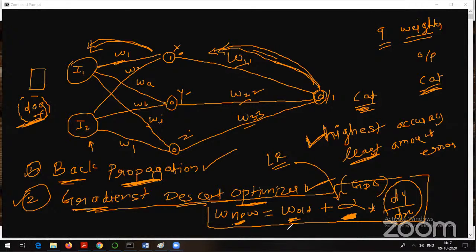Right now, let me just clear these things. Let me write down the formula once again. So I was talking about this particular formula to calculate new weights. W new is equal to W old plus alpha into dy by dx. So what is this alpha? Alpha is a learning rate, that is, at what rate you are changing the value of the weight. That is called alpha. And dy by dx is nothing but the derivative of the activation function. In our case, the activation function is sigmoid.